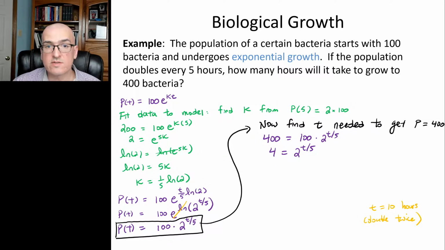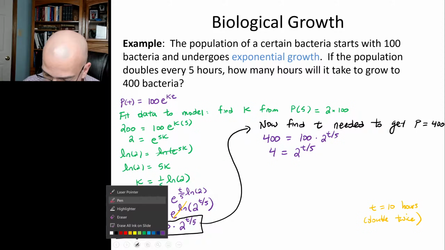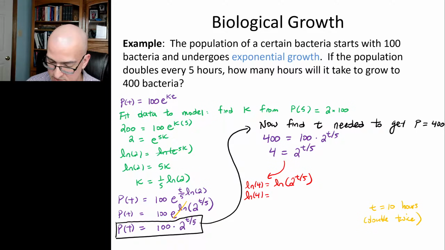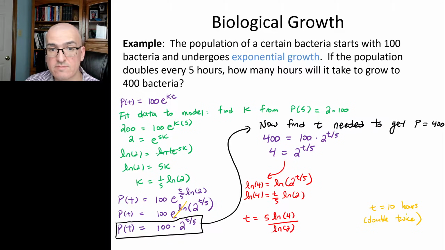And we can use logs if you want. You can log both sides. ln of 4 is equal to ln of 2 to the t over 5. So ln of 4 is equal to t over 5 ln 2. Multiply both sides by 5, divide both sides by ln 2. So t is equal to 5 ln 4 divided by ln 2, which is 10.